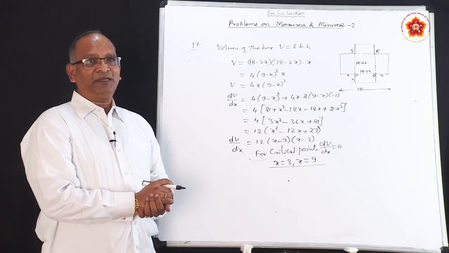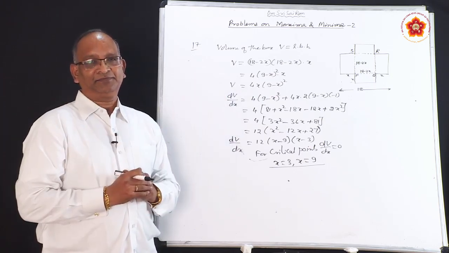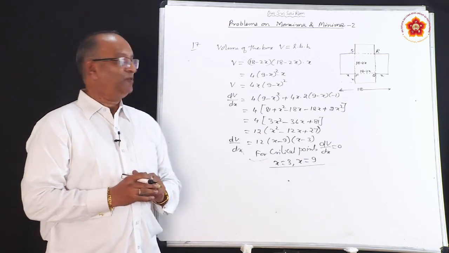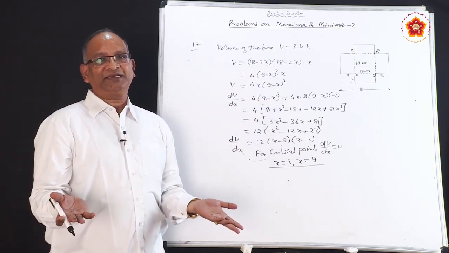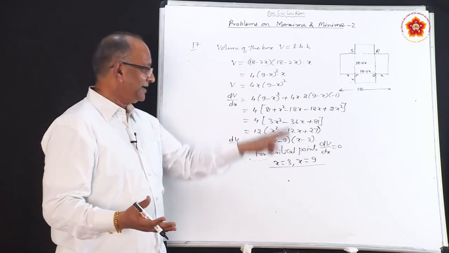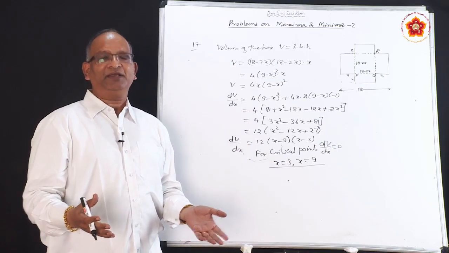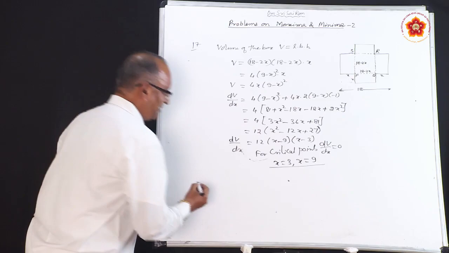Now use your common sense. What is the length of the sheet? 18. If you take x equal to 9, means what? If you just make it half and remove, the sheet itself will not be there. So the only possibility is that x is equal to 3. Means we don't need to go to the second derivative method. Directly we can come to a conclusion with the help of this.